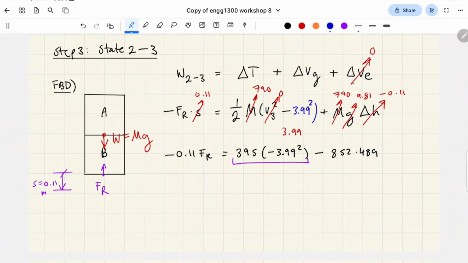3.99 squared. That squared is not outside the bracket, it's inside the bracket. So what happens is you square the number and then you put the negative in front of it. So it'd be like this pretty much. Oh wait, no, it'd be like this, sorry. Anyway, that whole term is going to be negative.